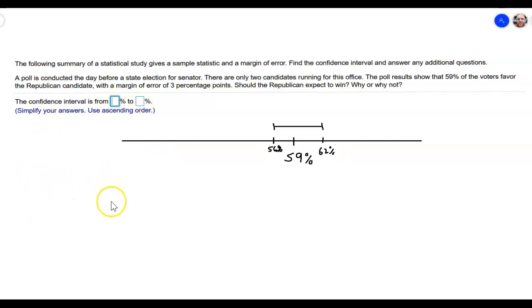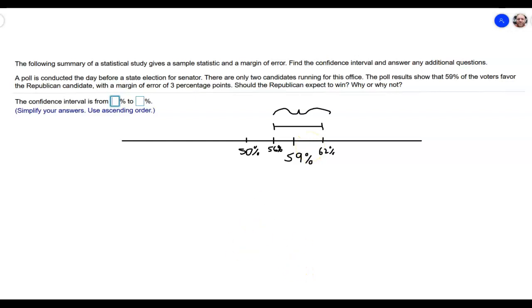And then what I'm going to garner from those results is that in order to win, my candidate has to get over 50% of the votes. So regardless of whether it's 56%, 57%, 61%, 62%, as long as it's anywhere in that interval, that's still going to be over the 50%. So I'm expecting this Republican to win because every percentage in this interval is above the 50% that's needed to win. So, should the Republican expect to win? Yes. Why? Because my entire interval is above the amount that's needed to win.